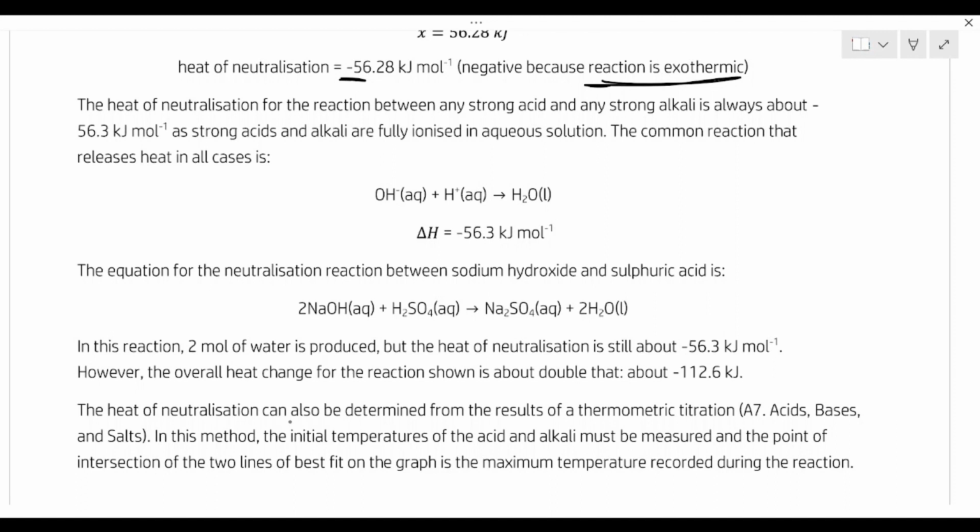You can also determine the heat of neutralization from the results of a thermometric titration. If you don't know what that is, you should head back to acids, bases, and salts. But in that method, you're going to take the initial temperatures of the acid and the alkali, you're going to measure them, and then the point of intersection between the two lines on that graph of best fit is going to be the maximum temperature.